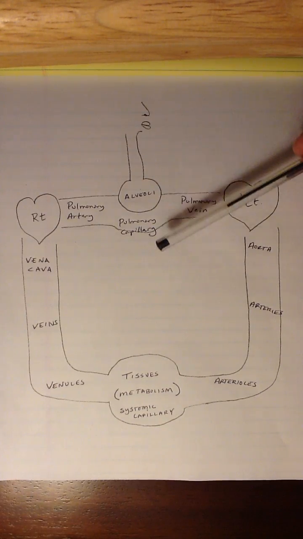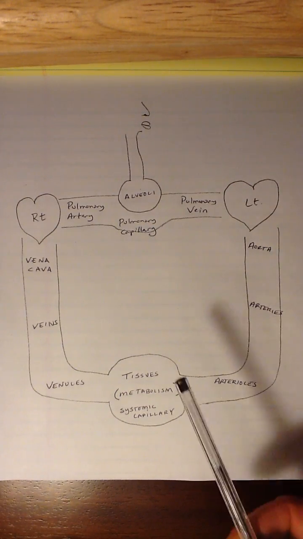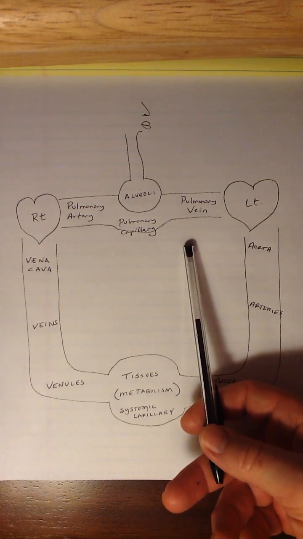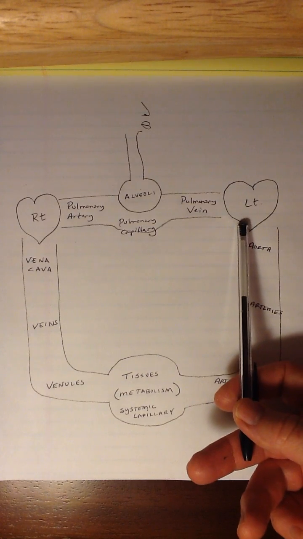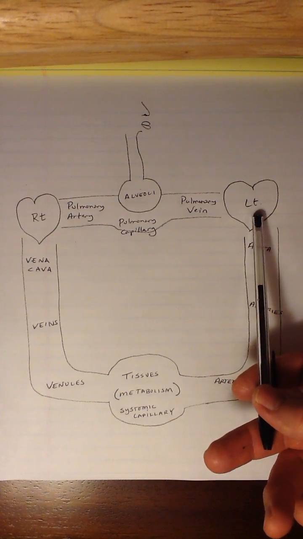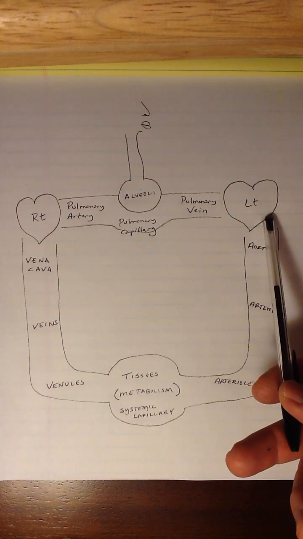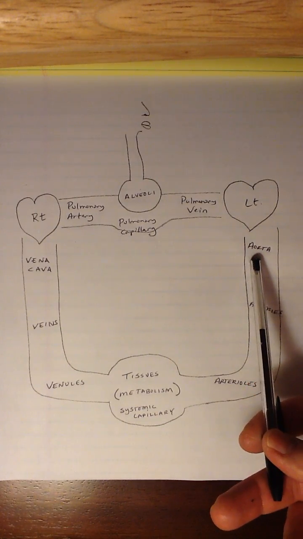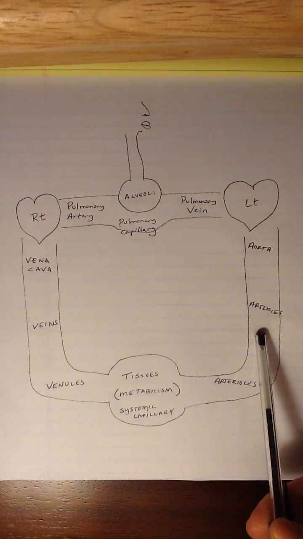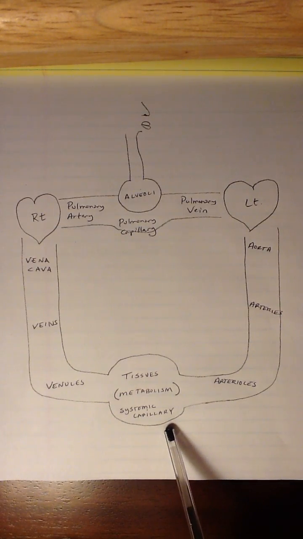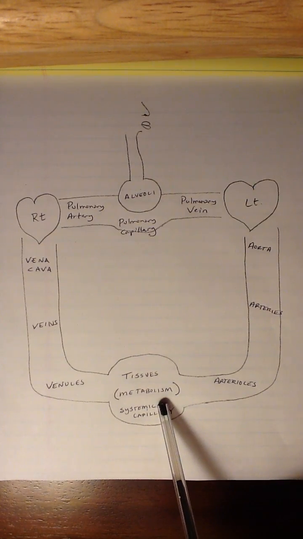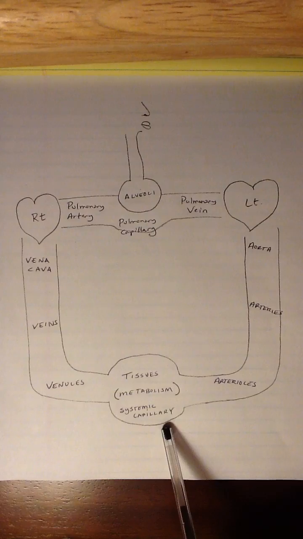Starting here at the alveoli, we've got of course the pulmonary capillary bed, which allows blood to move into the pulmonary vein. From the pulmonary vein, we'll enter the left atrium and left ventricle. The left ventricle contracts, pushing blood through the aortic valve into the aorta. From the aorta, we have arteries to smaller arterioles, and then into the systemic tissues, known as the systemic capillary bed, where we have metabolism occurring. So we have gas exchange occurring here.